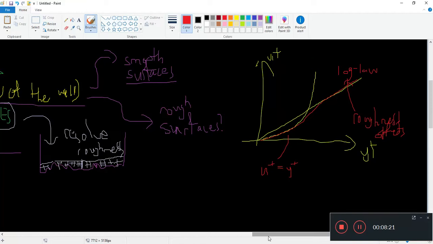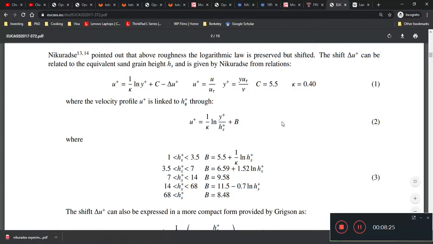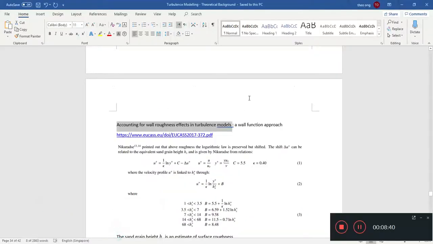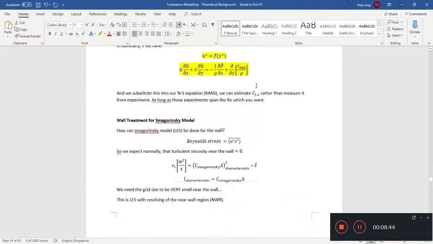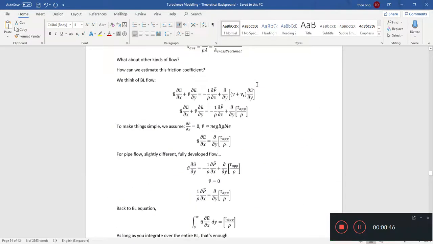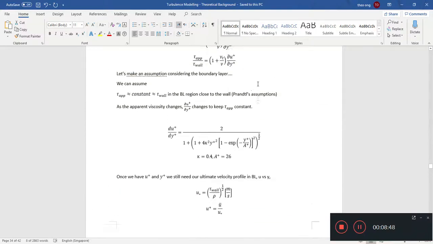Hope you can read the handwriting. I apologize if it's too rough. Okay, so anyway, you have this basic function here: U plus equals 1 over kappa ln Y plus, plus C. This is very much what we have talked about before, in the last few videos.